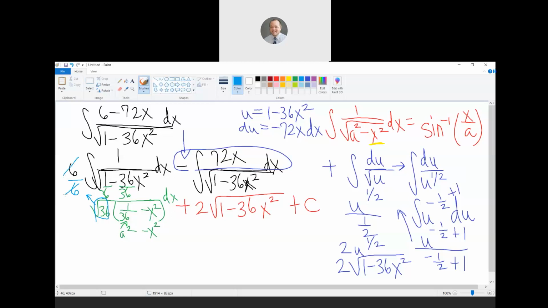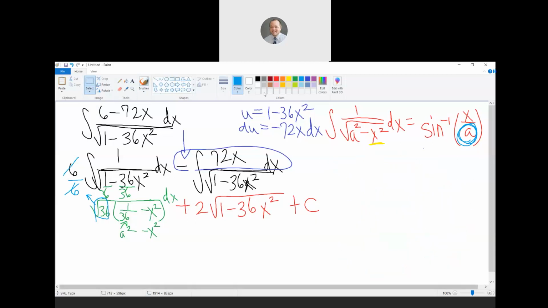Now, in order to find a to plug it into our integral formula over here, we need to take the square root of 1 over 36. And that's easy, that's just 1 over 6.